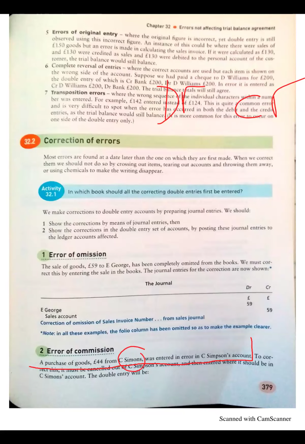So if you are to correct this error, you are to debit this account, because if you credited Simpson's account, it meant that you are deducting the money from the wrong account. So as you are correcting, the first thing is to give back the money that belongs to this account, which is C. Simpson's account, should be debited with the same amount. Then you credit C.